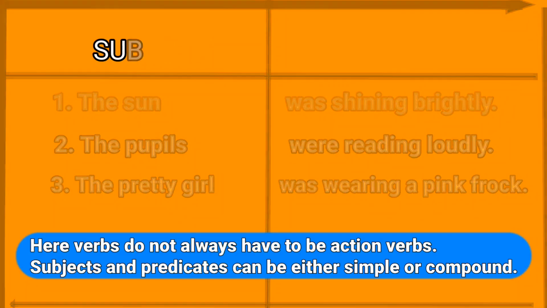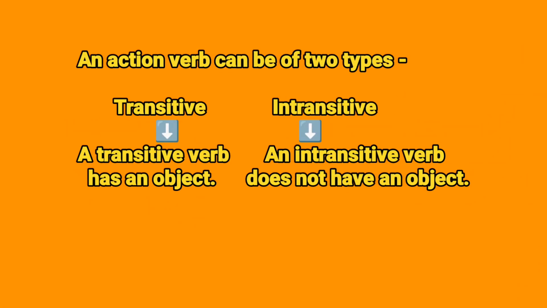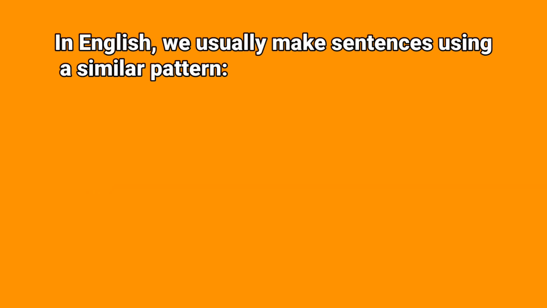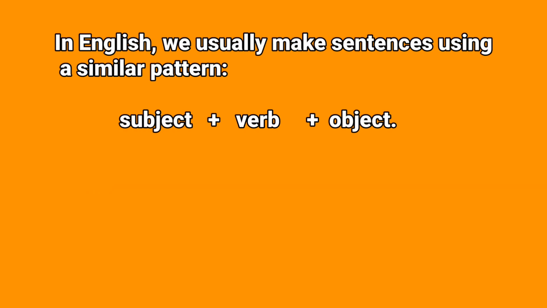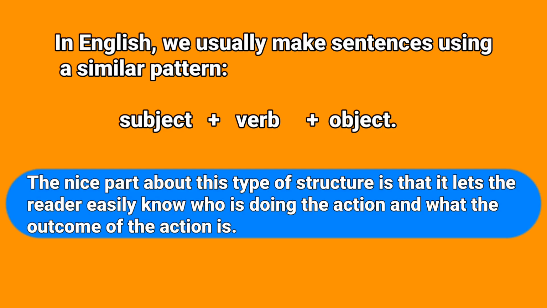An action verb can be of 2 types. One is transitive and the other is intransitive. In English, we usually make sentences using a similar pattern: subject, verb, then object. The nice part about this type of structure is that it lets the reader easily know who is doing the action and what the outcome of the action is.